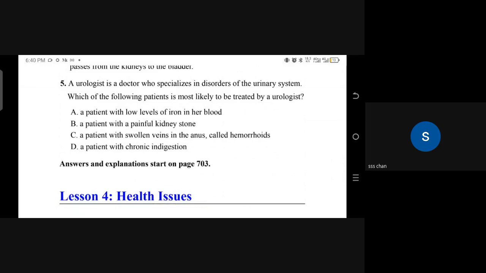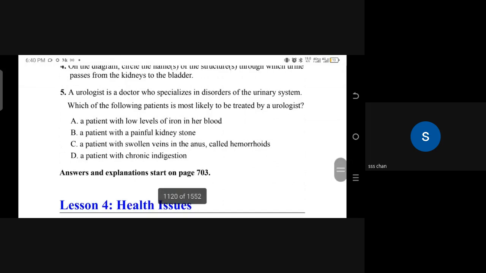How do we approach this question? We're approaching it with disorders that link to the urinary system. Let's take it one by one. A low level of iron in the blood is not linked to a disorder in the urinary system.